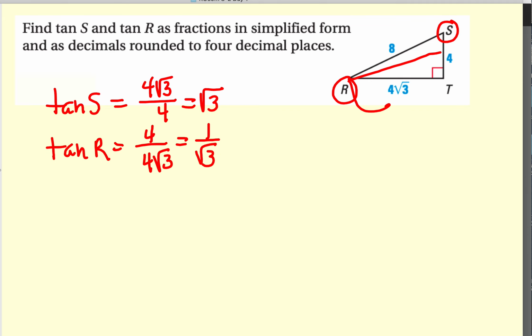We don't like to leave a root in the denominator, so I'm going to multiply by √3 over √3, and we like to write it in the rationalized form.